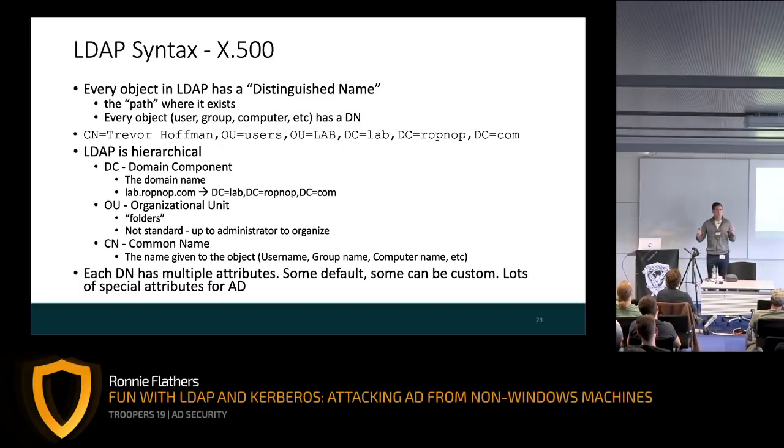So in Active Directory, a user object, for example, Trevor Hoffman here, that's his complete DN. And you can read it from right to left hierarchically. The DC is the domain component, and in Active Directory, you can take the domain and split it up into the domain components.